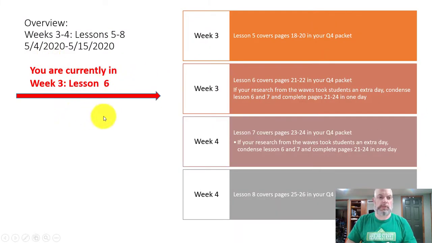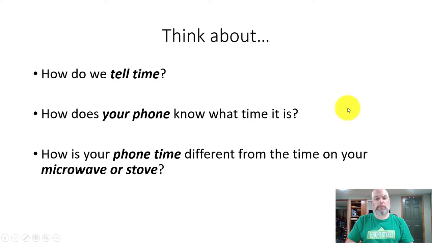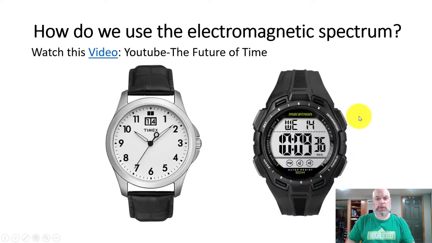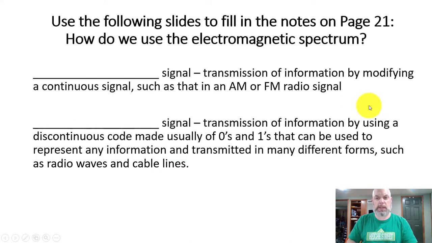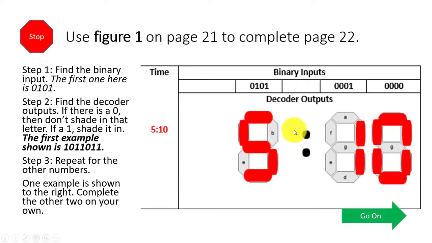So here it is, week 3, lesson 6. How does a digital watch know what numbers to show? So you could think about those. There's a little video about time there. What we want to get to is this page here. This might be confusing to look at. And it gives you a little extra understanding here.